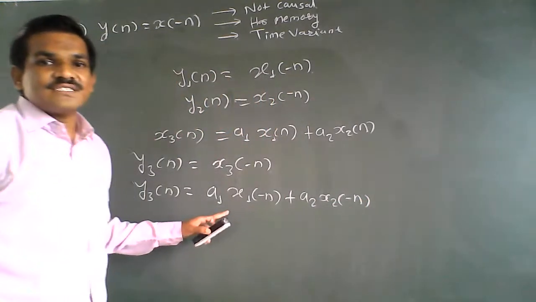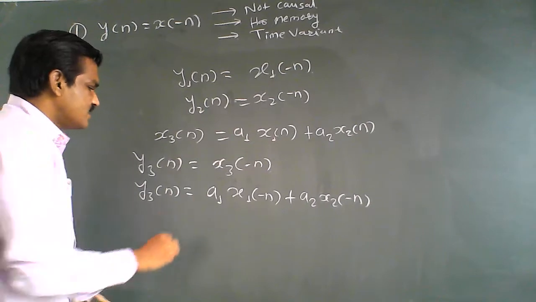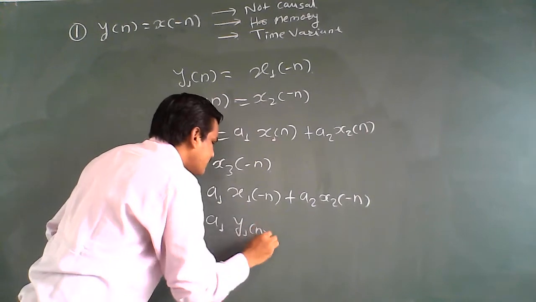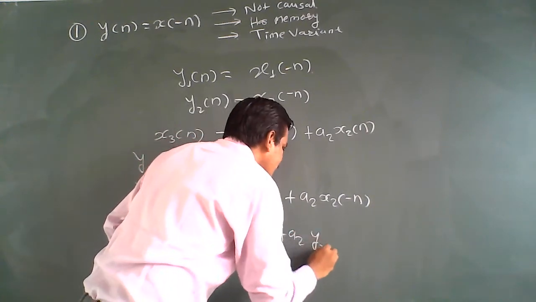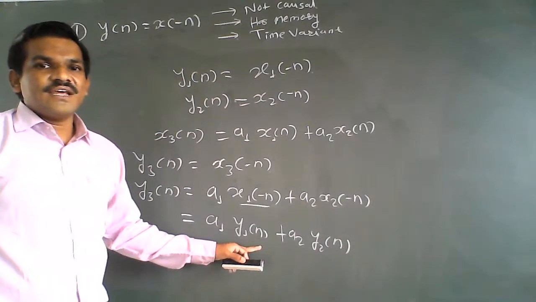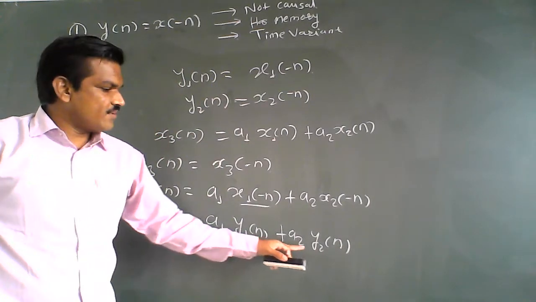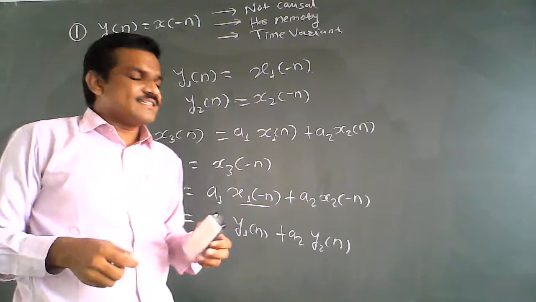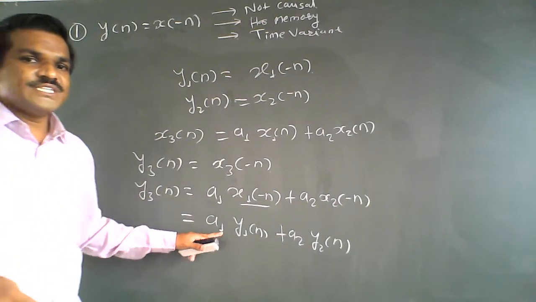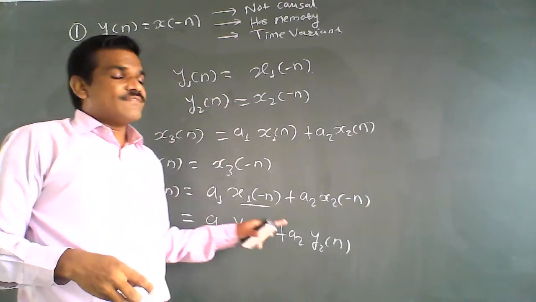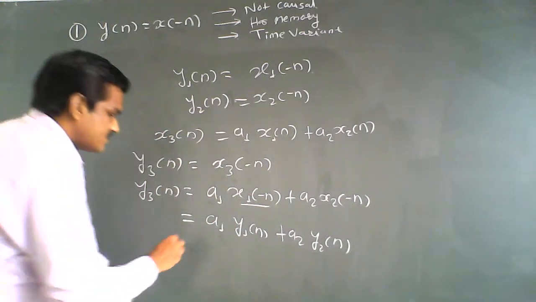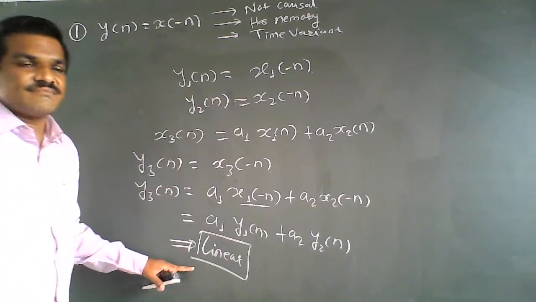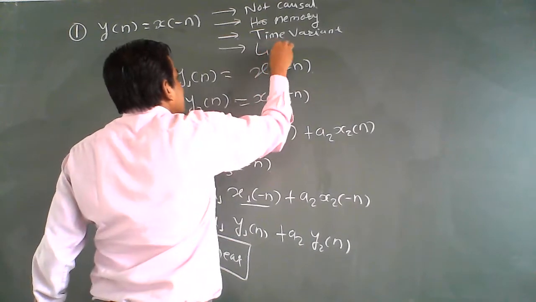This is nothing but a1 y1 of n plus a2 y2 of n. From the above expression, it is clear that the system satisfies both the homogeneity and additivity properties. Therefore, the system is linear. The first one is that the system is a linear system.